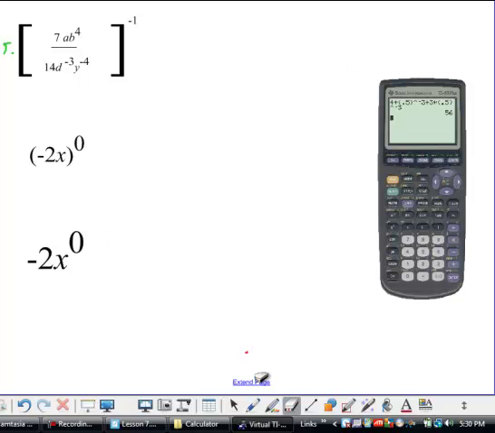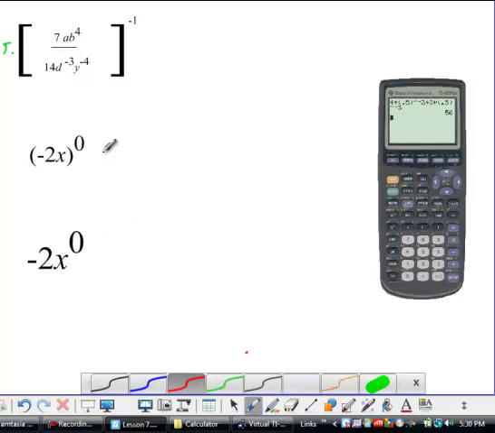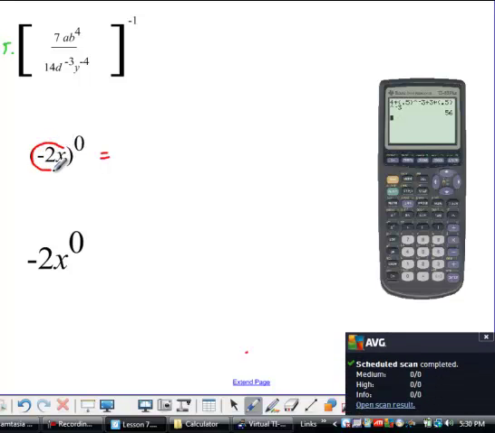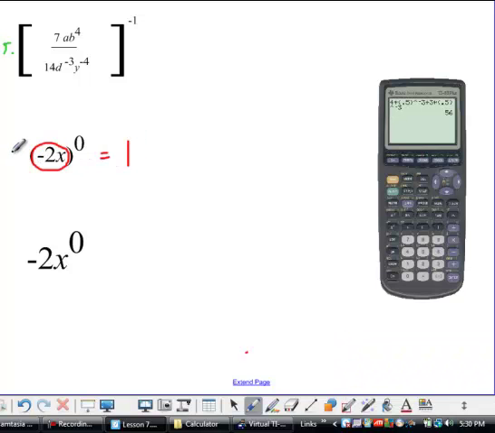All right, careful on these. This is saying all of this gets raised to the 0 power, and anything to the 0 power is 1. But number 7 is saying only the x gets raised to the 0 power, not the negative 2. So I have this negative 2 times 1. So this final answer is negative 2.